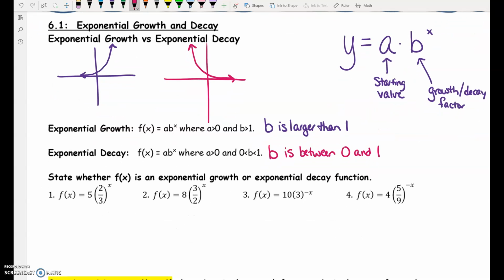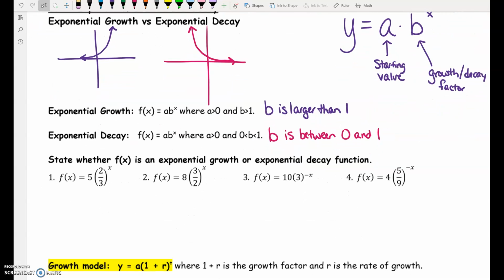So our first examples are just asking, are these equations examples of exponential growth or exponential decay? And you want to look at the number in the parentheses. Is the number inside the parentheses less than 1, like between 0 and 1, or is it bigger than 1? So try on 1 and 2. Number 1, it's 2/3. Is 2/3 larger than 1 or smaller than 1? Smaller, so that's an example of exponential decay.